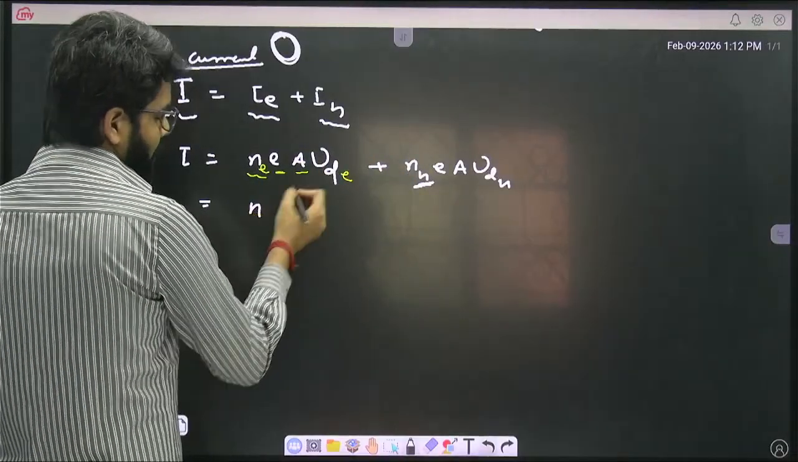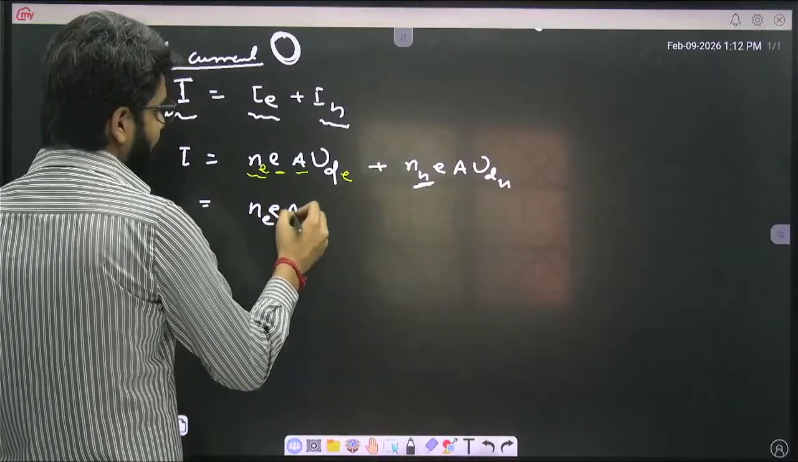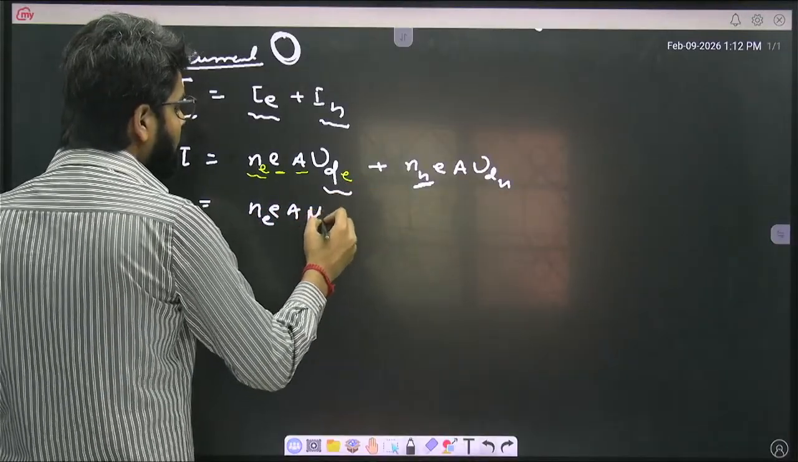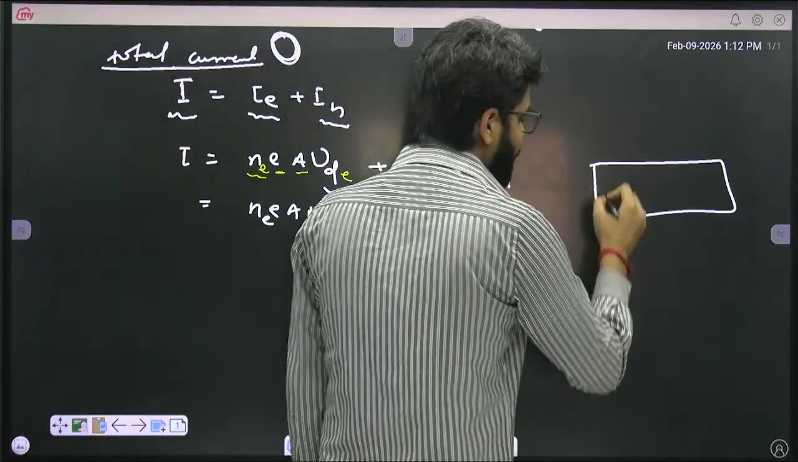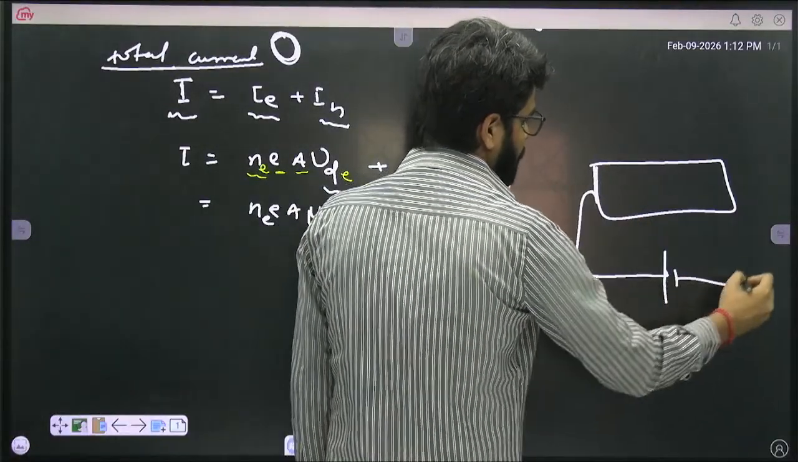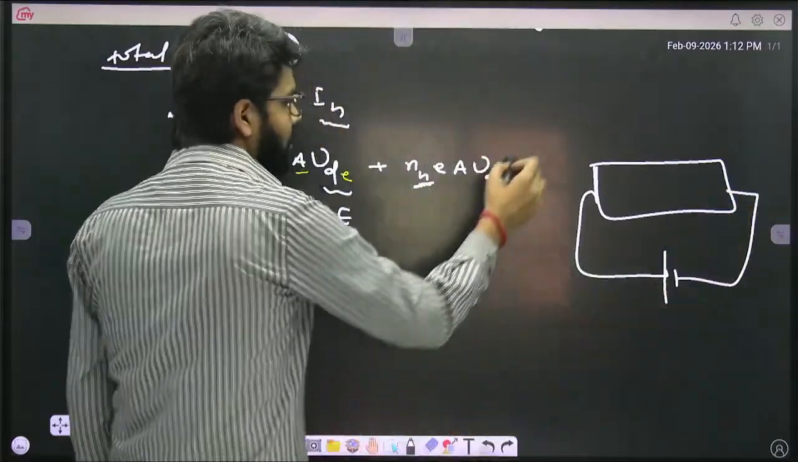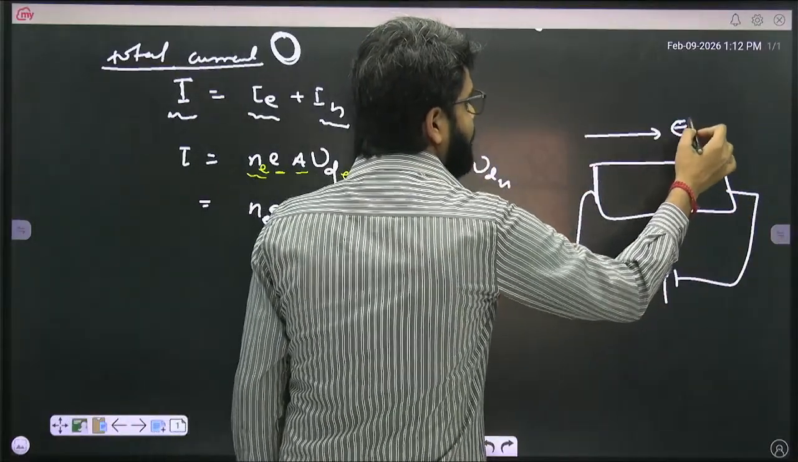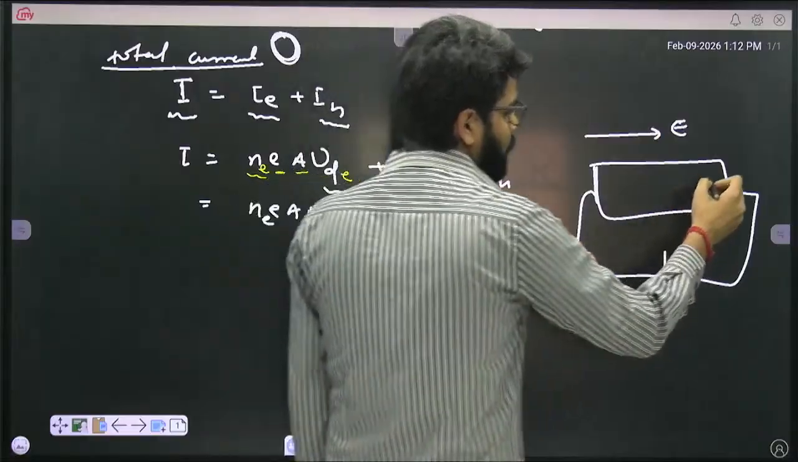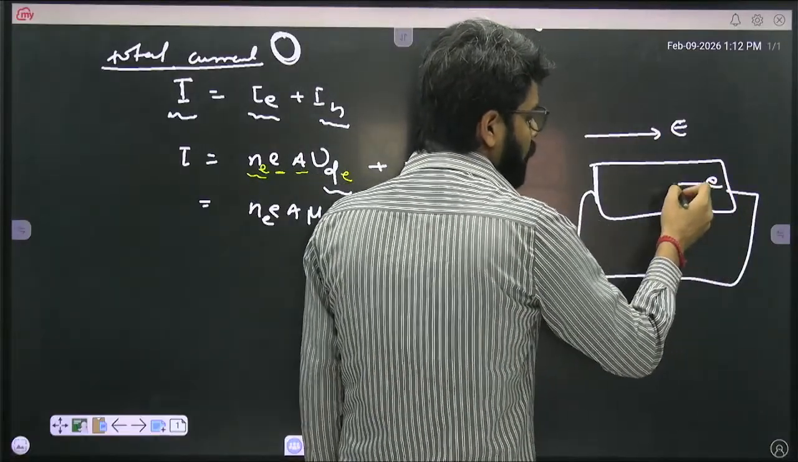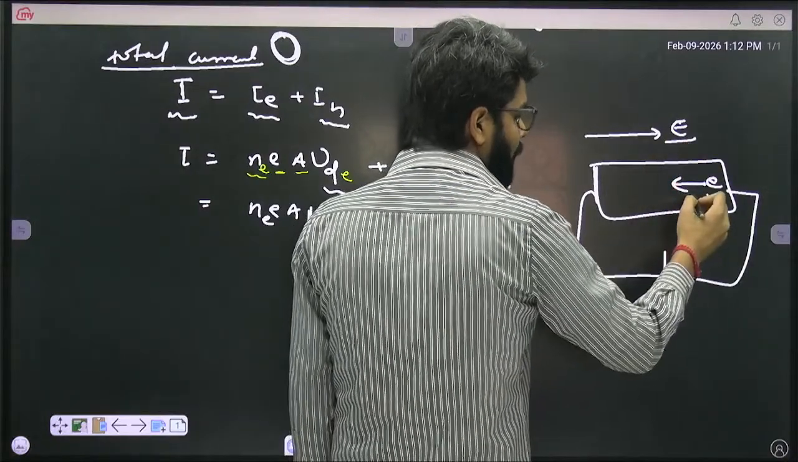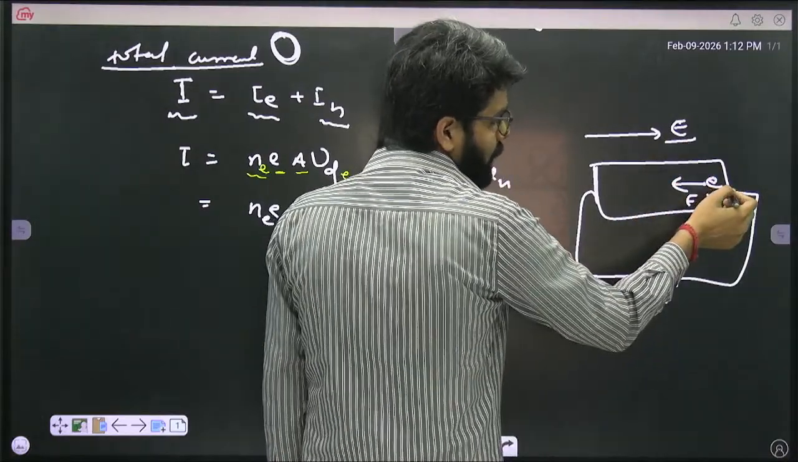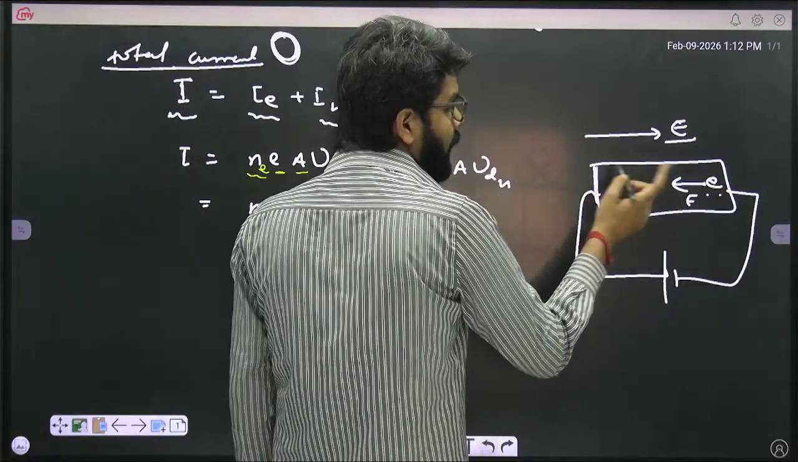So Ne, we'll write first NeEA, and Vd can be written as mu E into E. For a material, suppose you apply an electric field across the two ends. Due to this electric field, the electrons move in the opposite direction of the electric field. They get a force in this direction and start transiting from this point to this point.